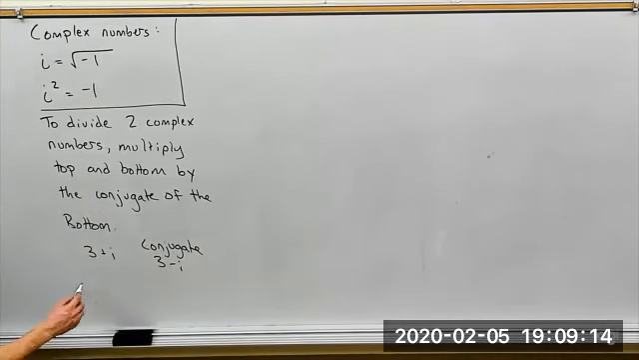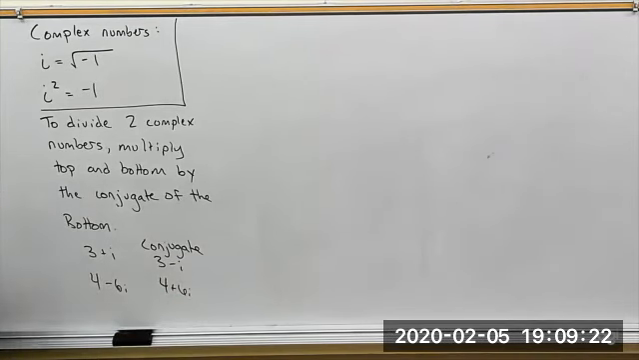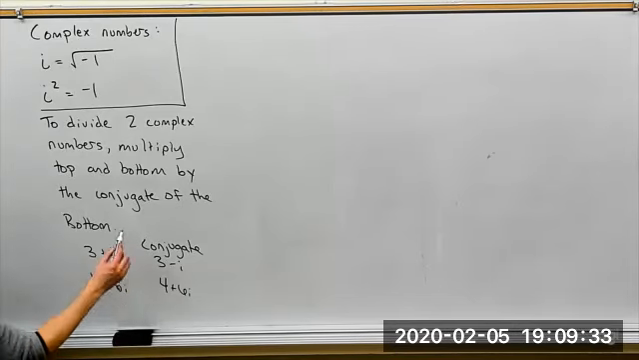If you have 4 minus 6i, the conjugate would be 4 plus 6i. The conjugate just switches the middle term, the middle sign. Should we write that out? All right.